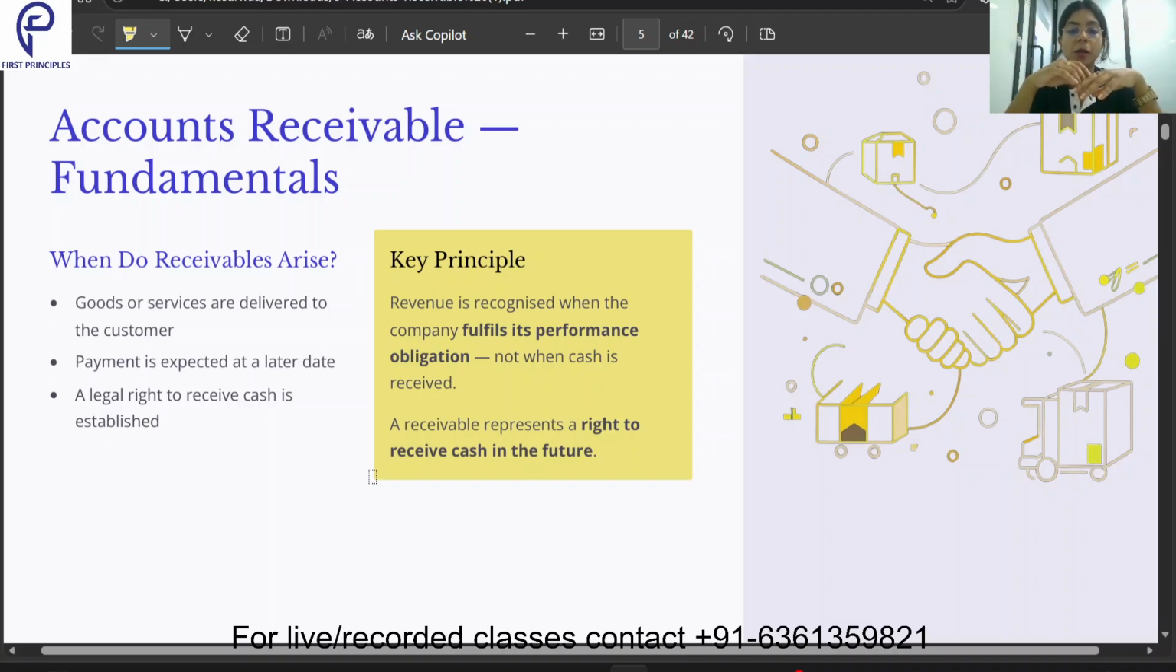And what does a receivable represent? Receivables represent a right to receive cash in the future. That means since I have completed my performance obligation, I am entitled to receive cash in the future from the customer.